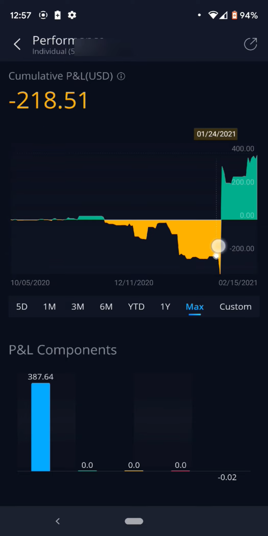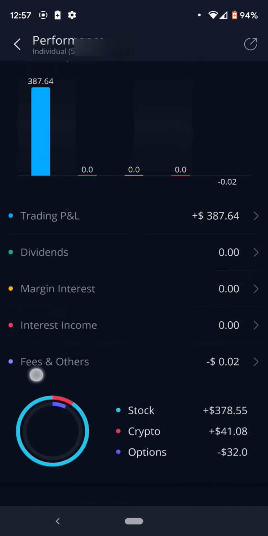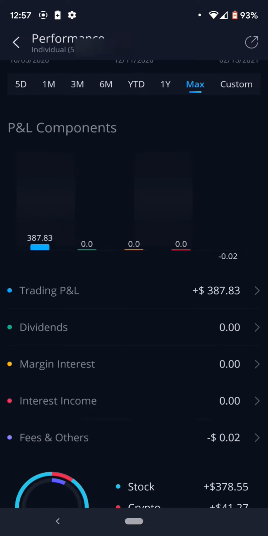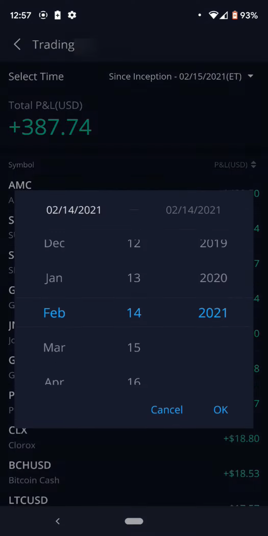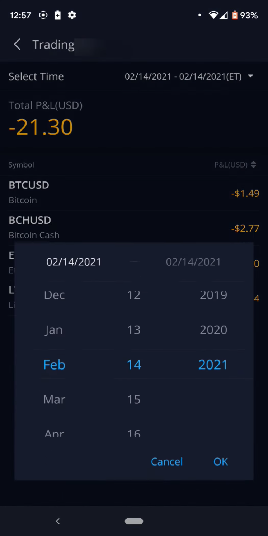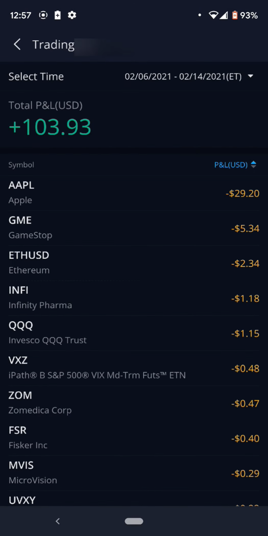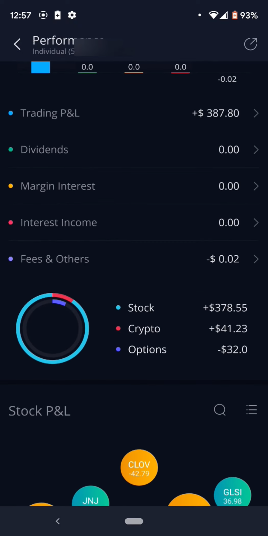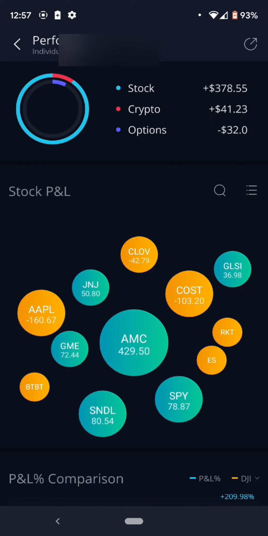And so this is all GameStop and AMC. So thank you, Reddit and everyone. If you get profit and losses from dividends, you can dig into that, margin interest, interest income, trading profit and loss, and you can filter this by time period, right? And filter it by ascending or descending. Your overall profit and loss, profit and loss over time.